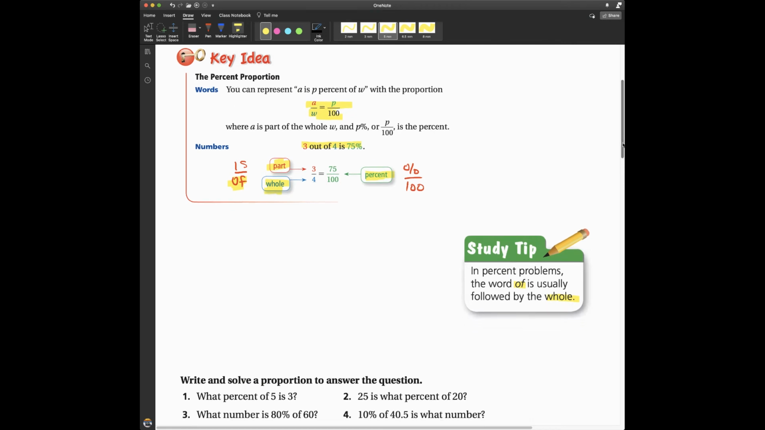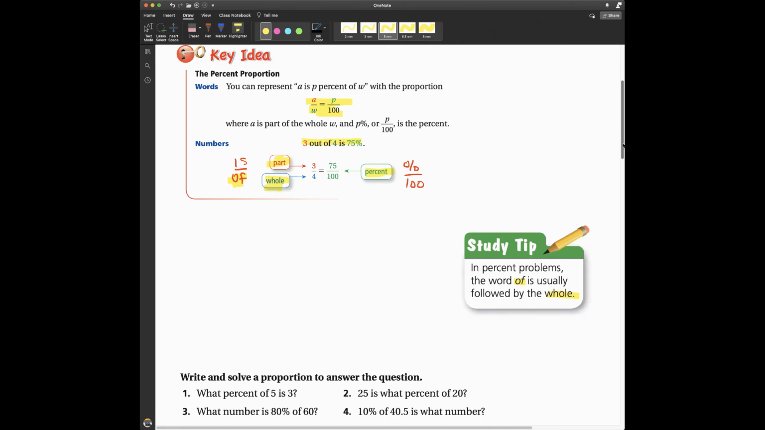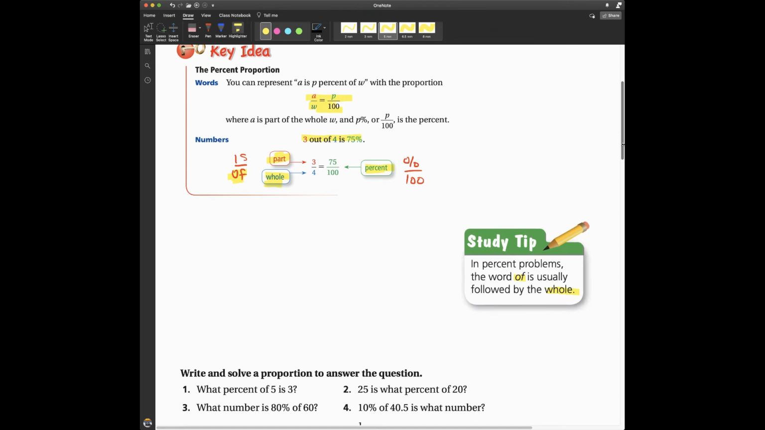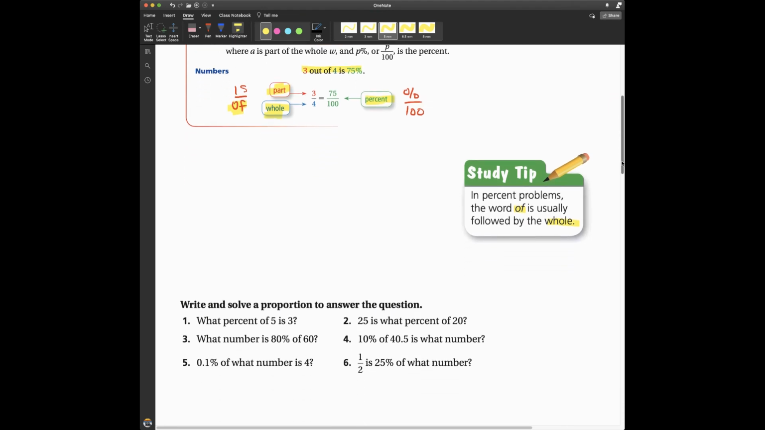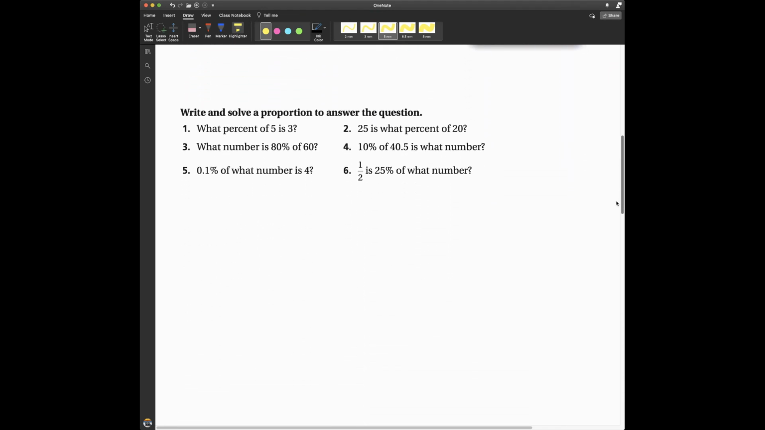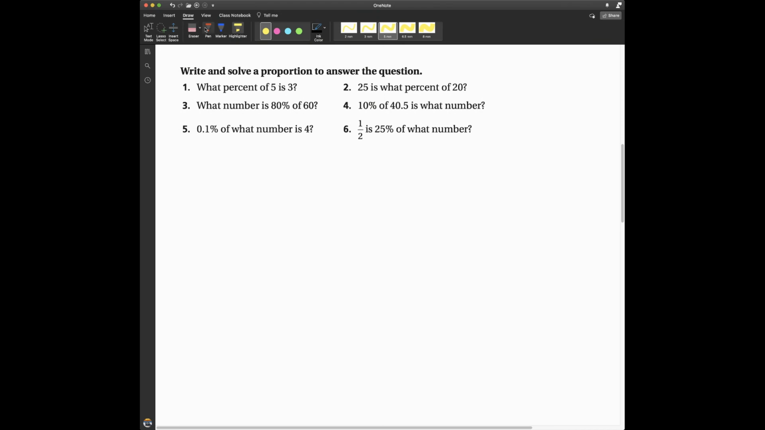So we're going to practice solving some problems. We'll try to find the part, the whole, and the percent, using the percent proportion, which is just an equation. So we have to remember how to solve a proportion. We can use our multiplication property of equality, or we can use the cross products property. So don't forget what we did in chapter 5. All right, let's get started.